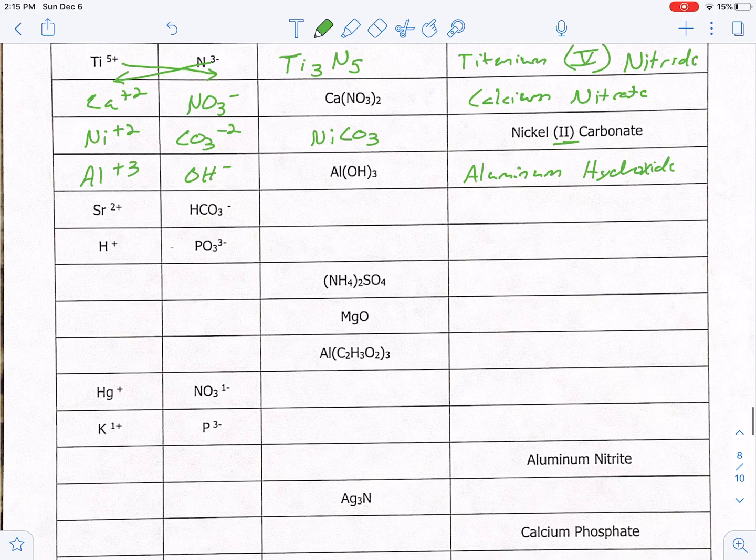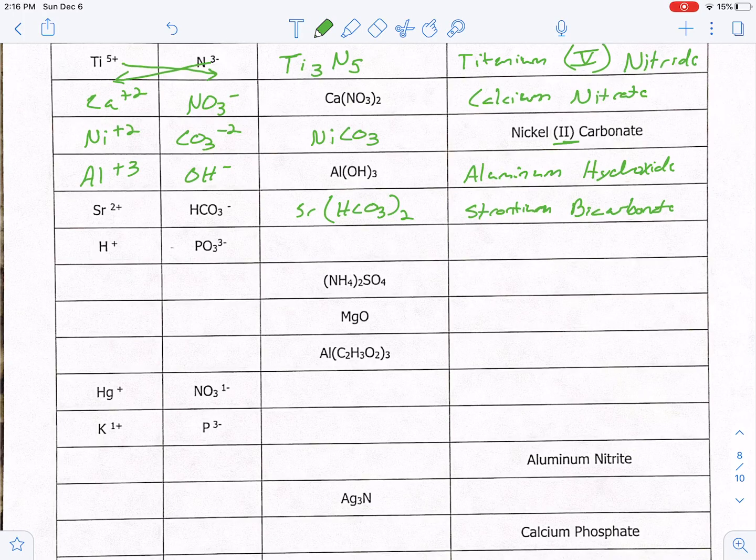Okay, Sr2+, HCO3-. We can tell right now it is not balanced. I only need 1 Sr, but I'm going to need 2 of these bicarbonates. So I'm going to put the whole thing in parentheses and then put a 2 outside of it. Sr is going to be strontium. That is not a transition metal, so we don't need a Roman numeral. And then HCO3 is on your polyatomic list. That is bicarbonate.